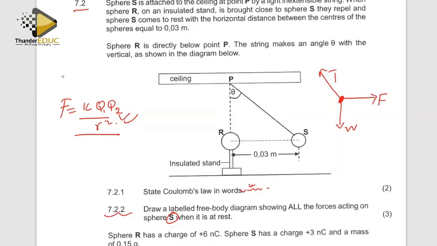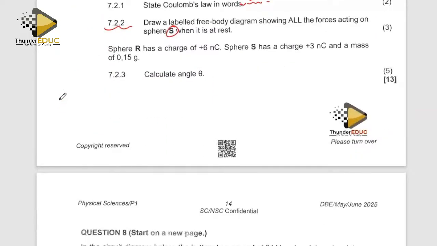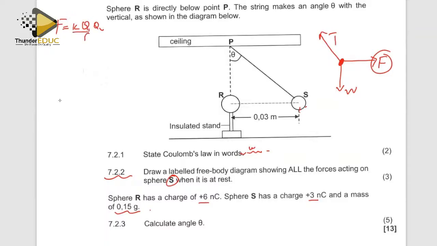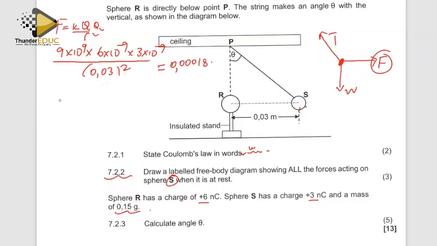So with S, we're gonna have the weight, we're gonna have the tension, and then we're gonna have the Coulomb's force, the force that is as a result of R. All right, then they're telling us that sphere R is positive 6 nanocoulomb, and then S is 3 nanocoulomb, and then the mass is 0.15. Calculate the angle, theta. So for us to get the angle, we need to know that this body S is going to experience this force. So let's first calculate the force, which means it's K multiplied by Q1 Q2 over r squared. So 9 times 10 to the 9 multiplied by 6 times 10 to the negative 9 times 3 times 10 to the negative 9. I'm dividing this by 0.03 squared. This is giving me an answer of 0.00018. Okay, so that is more like the force that we are having.